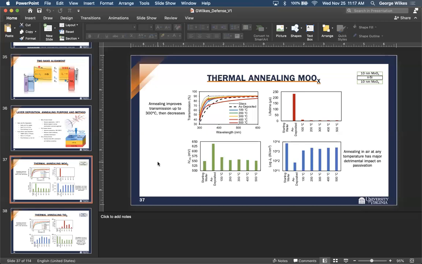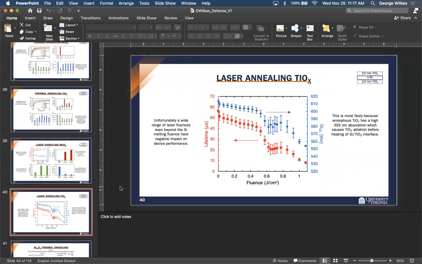And then I think you said that the TiO2 did not do well with laser annealing. Yeah, unfortunately, we explored this a few times, and there's not even a slight increase at any of these laser powers. It initially, even at very low fluences, began dropping, which is kind of disheartening.